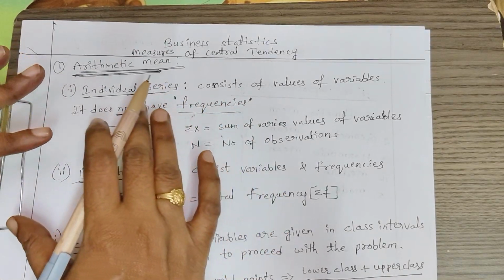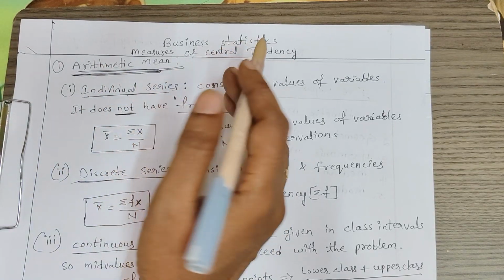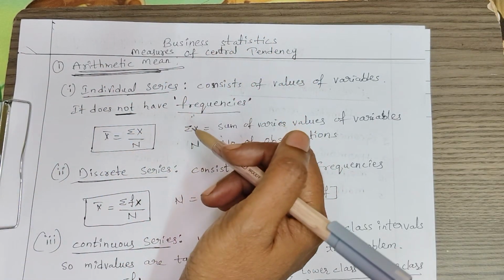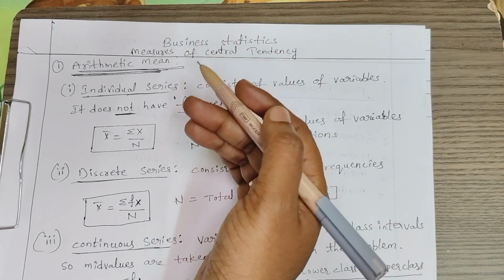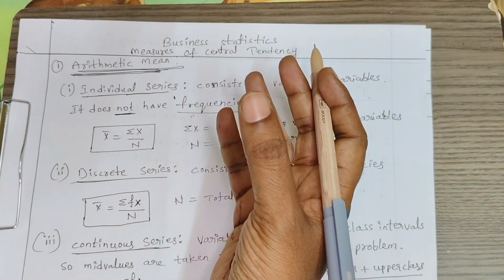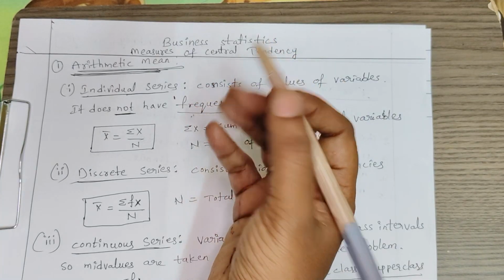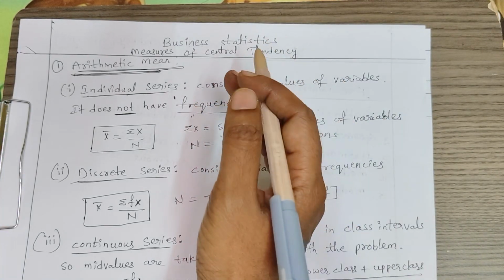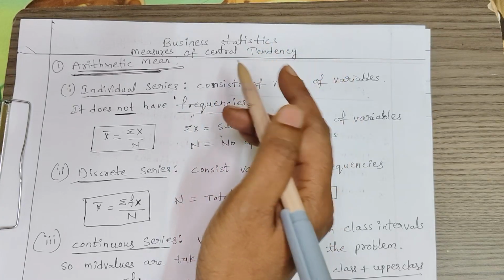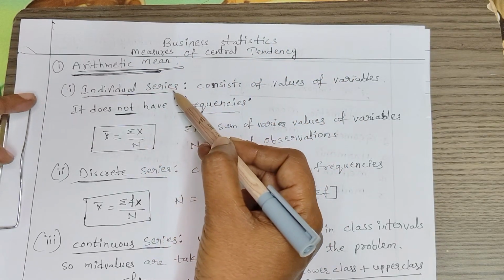From averages, what is the first average? Arithmetic mean. It is the most popular method of calculating average. It is calculated by dividing the sum of all the observations by the number of observations. That means it can be calculated for grouped data or ungrouped data, with frequency or without frequency. Without frequency means individual series.